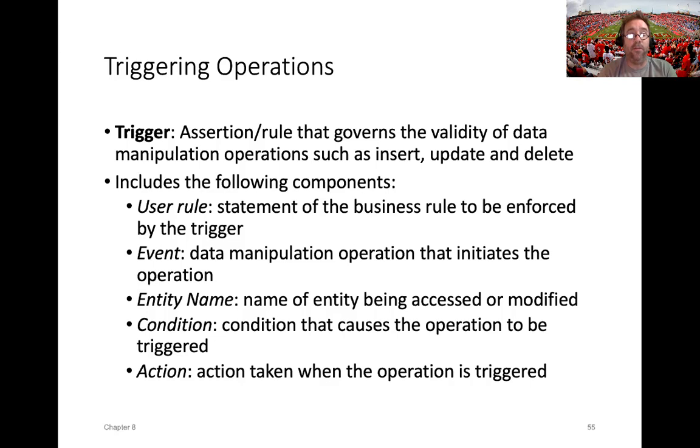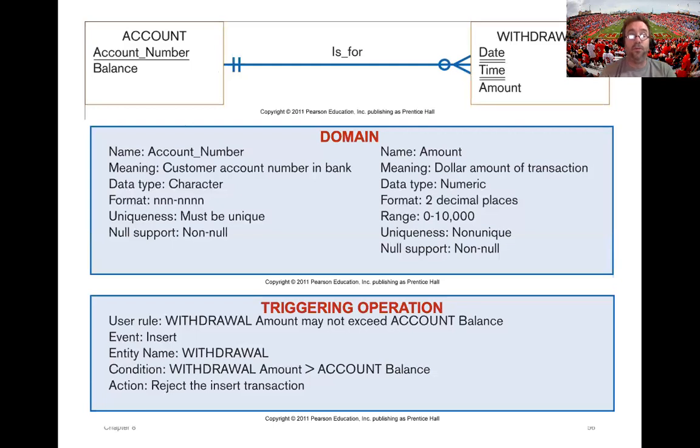Okay, so what are the component parts of our trigger? There are five of them: the user rule, the event, the entity name, the condition, and the action. Do you remember in class we went through each of these? And we had this example. Should we just walk through it very quickly to make sure we understand it? I think so.